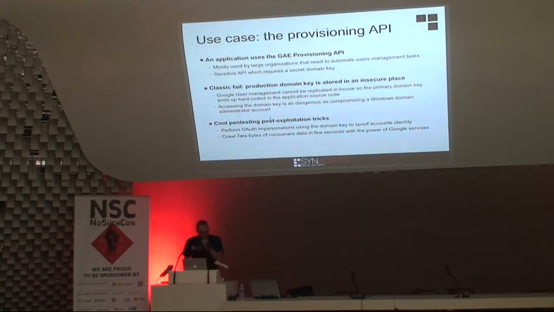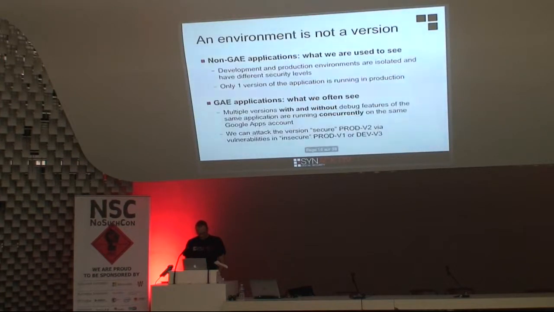Yes, one of the cool pen testing tricks, after you have been able to impersonate an identity, is to use Google services to look for passwords. Normally, when you're doing a pen test, you're crawling hundreds or thousands of file shares, NFS servers, all this kind of stuff. Here you just go to Google Drive, type secret or password in the query field, and you get all the data very quickly. It's very helpful.